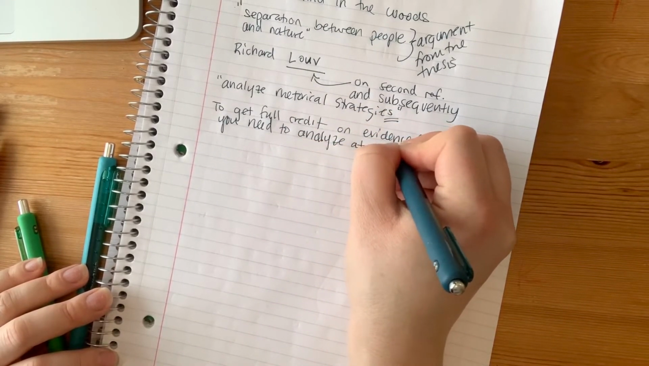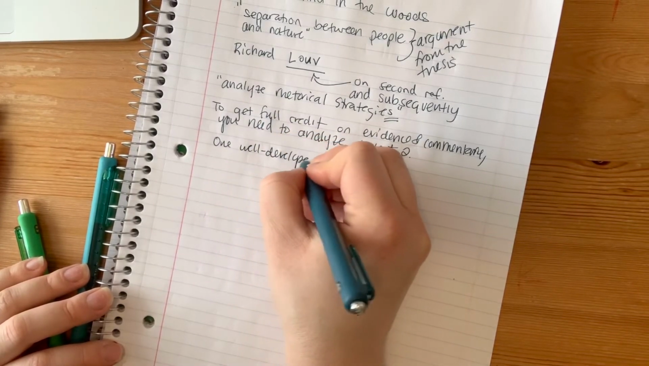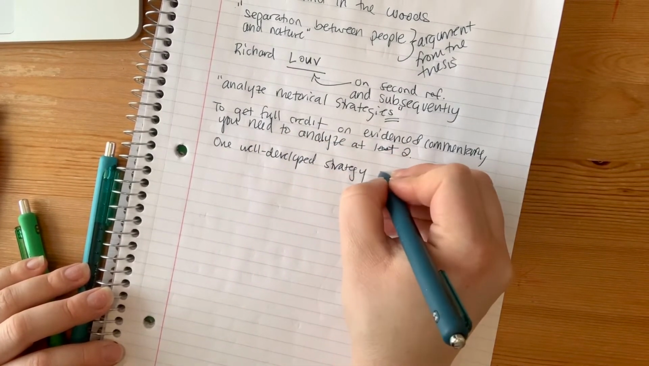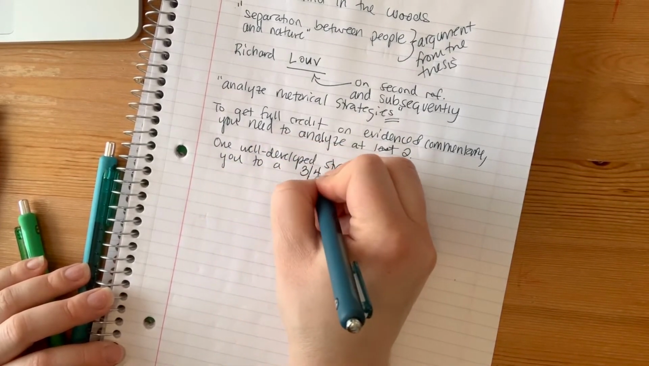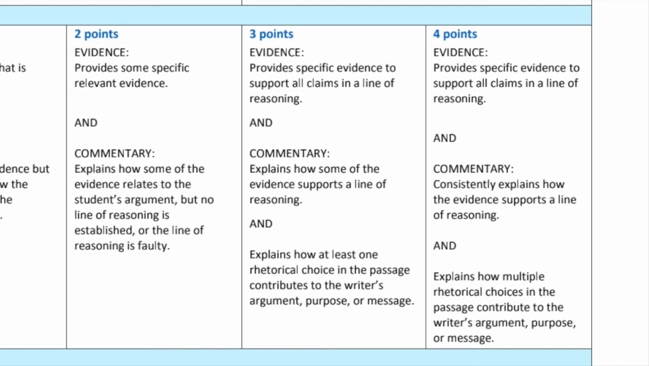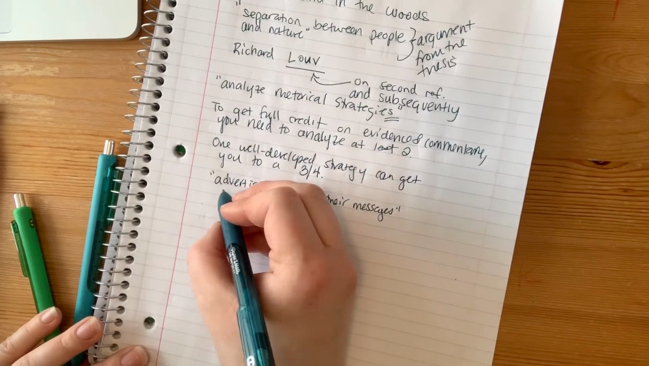If you have one really well-developed strategy, this could get you to a 3 out of 4 on evidence and commentary. And then assuming that you had a strong thesis, that could be a 4 out of 6 or a 5 out of 6 if you've also got style. So it's not the end of the world, but it's a good idea to have 2 strategies in there.